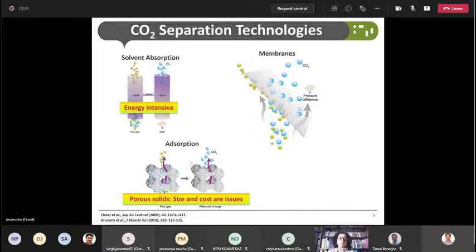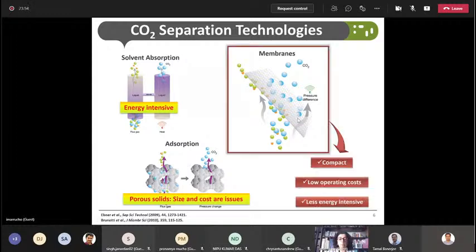The problem is this adsorption is really chemistry tailored. They are porous solids, and we still cannot control the size of the pores, and thus the costs of the preparation of these adsorption materials. Some of them are very effective, but they are very expensive and very fragile, which prevents their use in industrial applications. This leaves us with membranes.